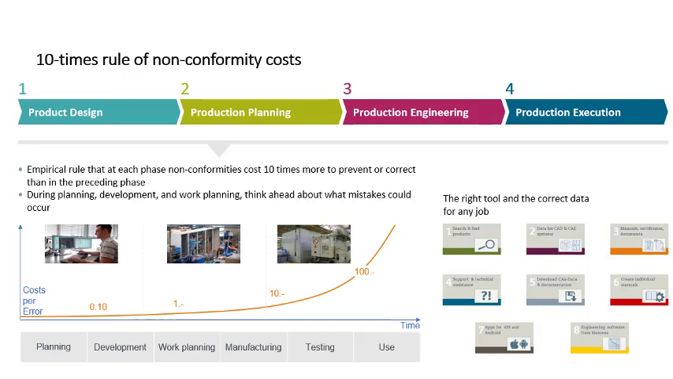Siemens have many tools to help guide you at the different design, planning, engineering, and execution stages. Catching an error in the early phases would cost you a lot less than at the end phase, when in testing or in use.